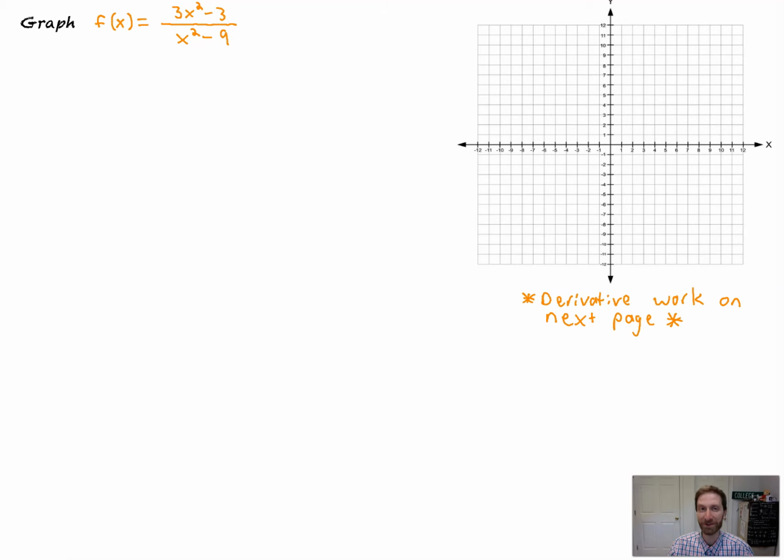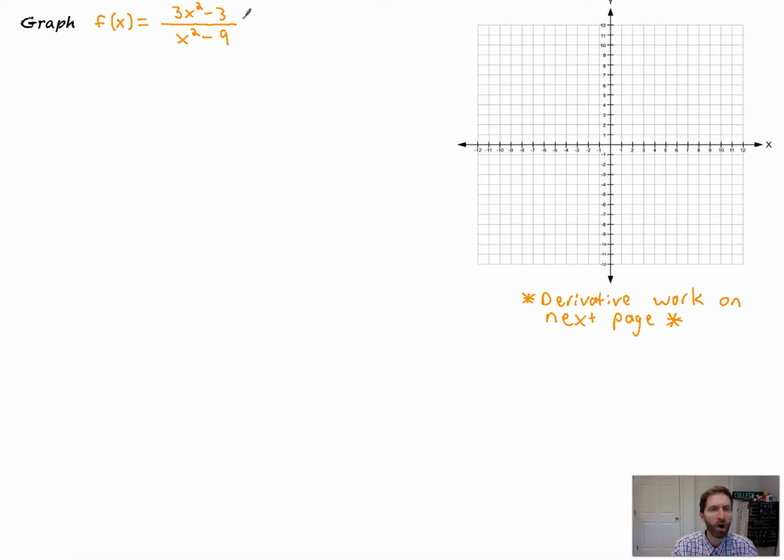Let's go into a second type of curve sketching problem. This one's going to go over a rational function, meaning a function where you've got variables in the denominator. We're going to do this the same way that we did in the first video, which is state out all your pre-calculus information and all your calculus information. So let's start with the pre-calc information.